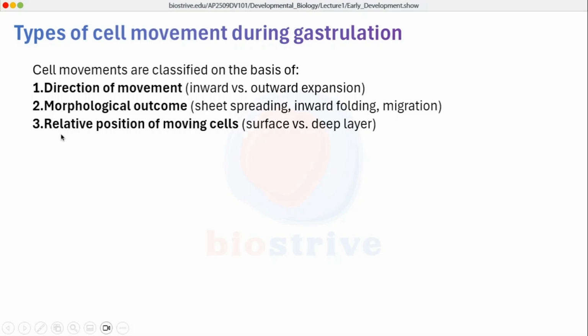And the third one is the relative position of moving cells, whether the cells are moving over the surface level only or whether the cells are penetrating deep inside the embryo. So these are the main criteria for classifying these cellular movements during gastrulation.